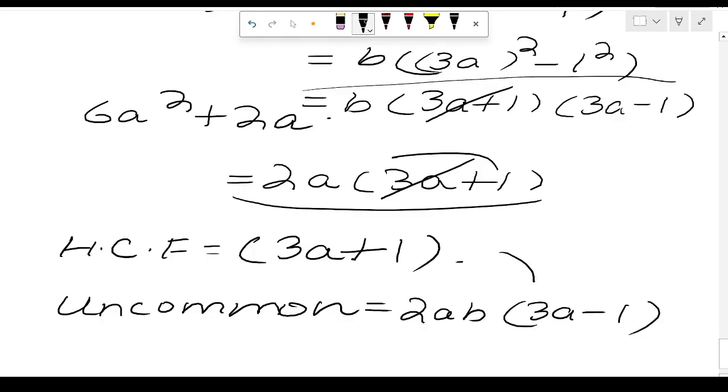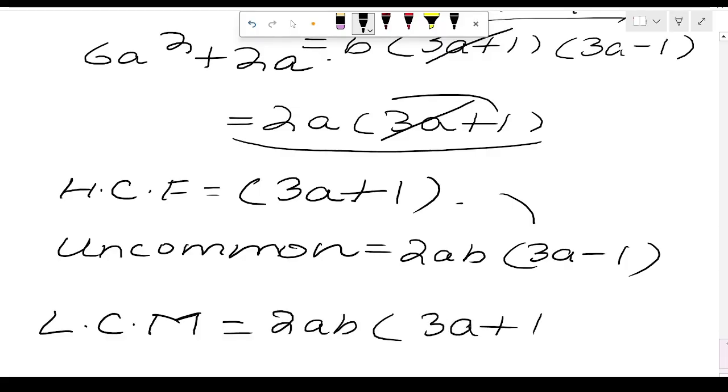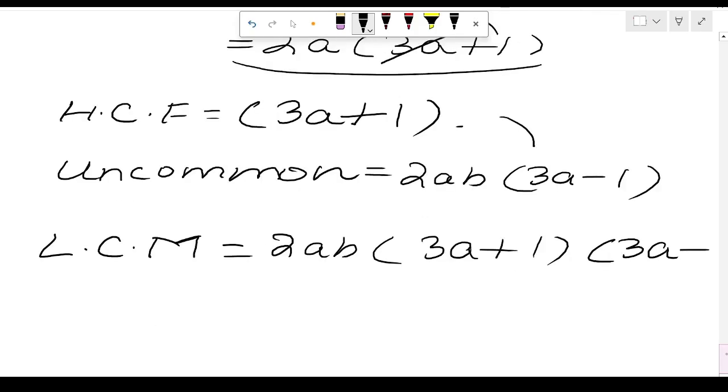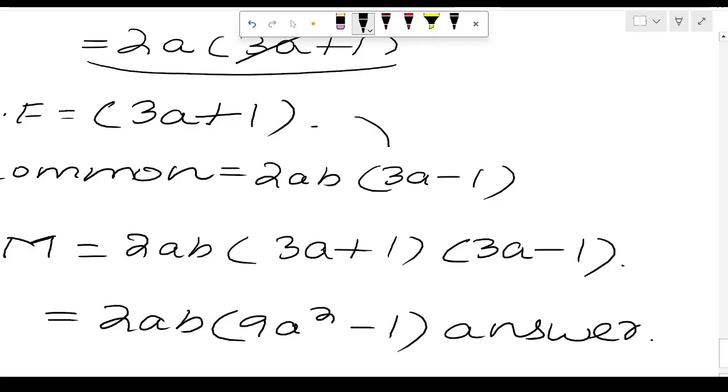Now if we multiply both of these, we will get the LCM. So the LCM will be equal to 2ab bracket 3a plus 1, and you can write 3a minus 1. Now this is the answer, but what if we want to simplify this much further? We can write 2ab, and instead of 3a plus 1 and 3a minus 1, we can just write 9a square minus 1. So this will be our final answer.